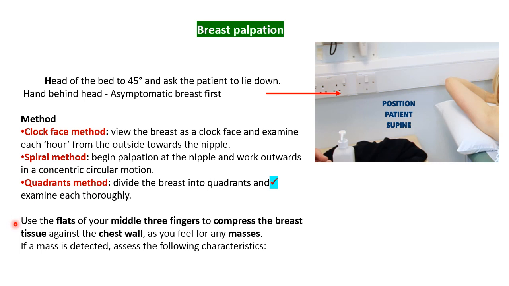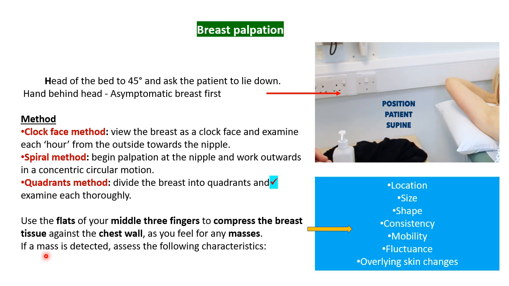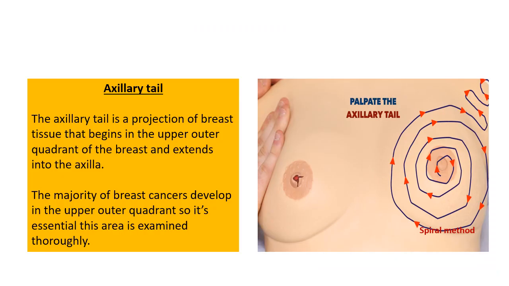As you feel for any masses, if a mass is detected, assess the following characteristics of the mass, which is of utmost importance: the location, site of the mass, the shape, consistency, mobility, fluctuance, and the overlying skin, which I mentioned just now. These are the features you have to look for in a patient with a palpable breast lump.